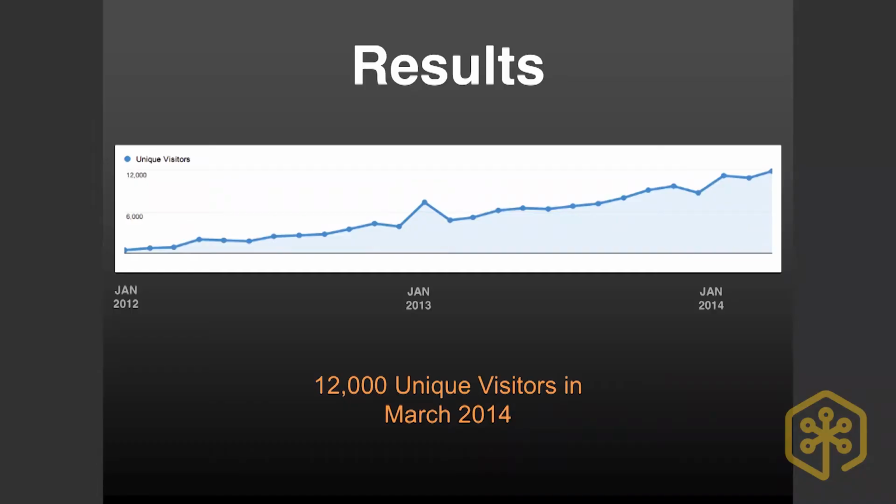So we're just going to look at some of the results. Here we're looking at unique visitors for a little bit more than the past 2 years. As you can see, it's just slow, steady growth. Last month, we saw 12,000 unique visitors. So not massive, but the thing to take away here is that far and away the vast majority of this traffic has come through organic and finding us through search, word of mouth, social sharing, and whatnot.